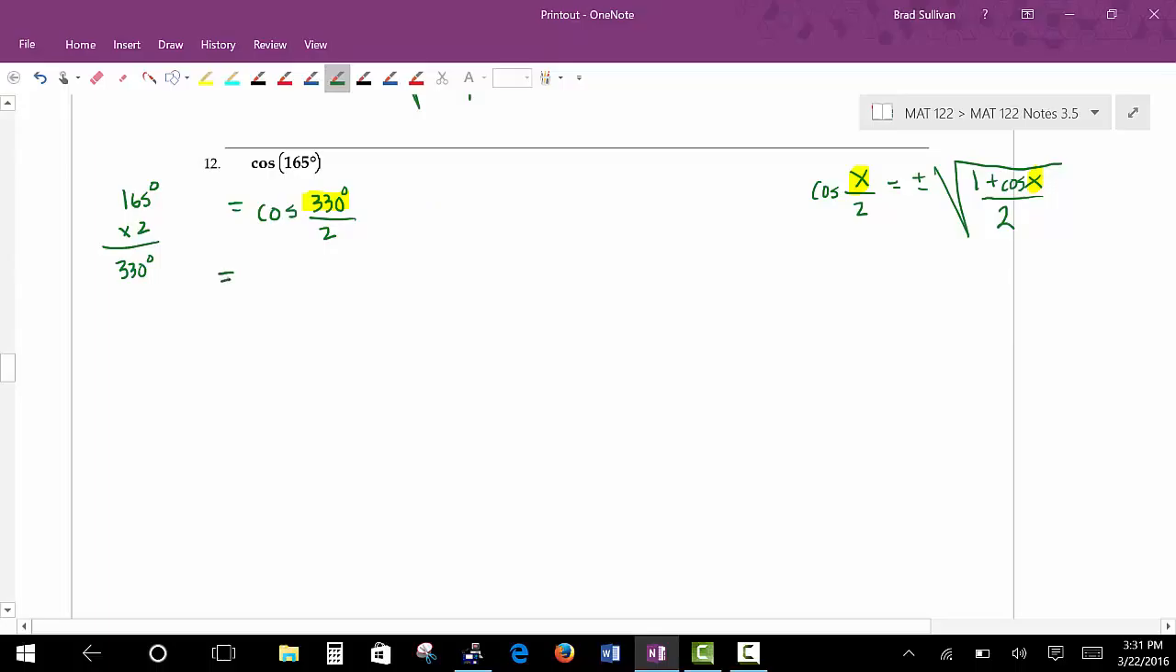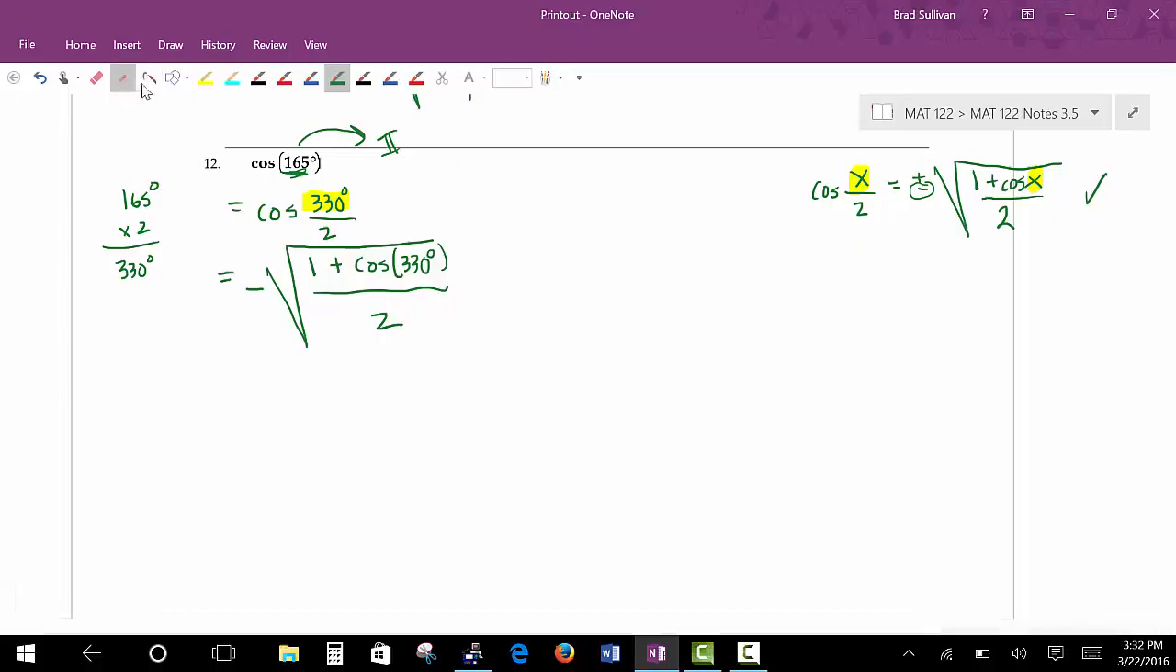That's a common mistake. Okay, first of all, we have a quadrant 2 angle. The cosine of a quadrant 2 angle is negative. So we do have a negative answer, so we're going to use that negative. And then we're going to go 1 plus cosine of 330 degrees all over 2 by utilizing this identity. Quadrant 2, remember, pay attention to the 165 when you determine if it's positive or negative, because that's what we're doing, finding the cosine of a quadrant 2 angle.